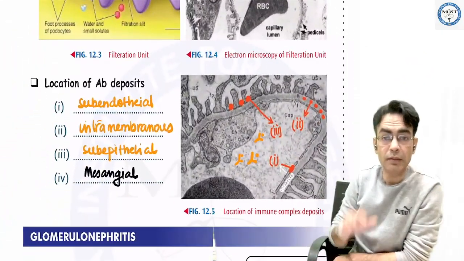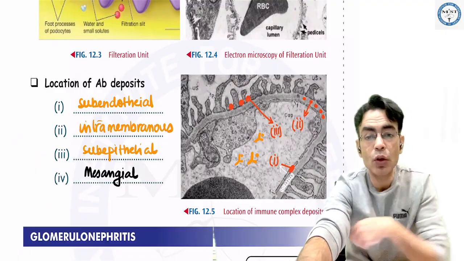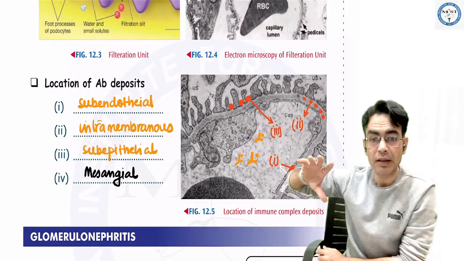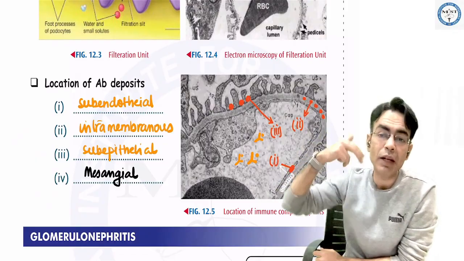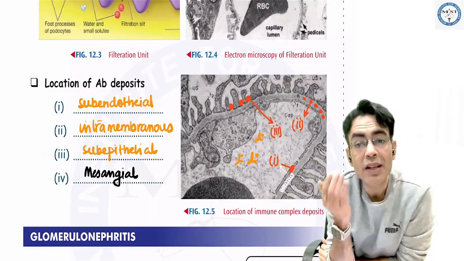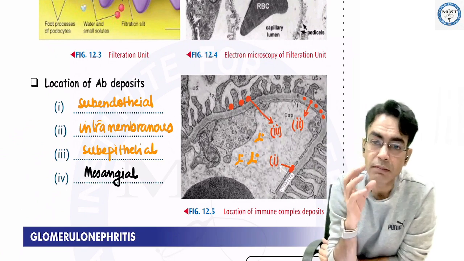All the damage which is seen in the patients of glomerulonephritis, this damage is seen at three places: either at the endothelial cell level, or the basement membrane, or the podocytes. Now these podocytes are also called visceral epithelial cells. Okay, so the most important thing is the basement membrane.